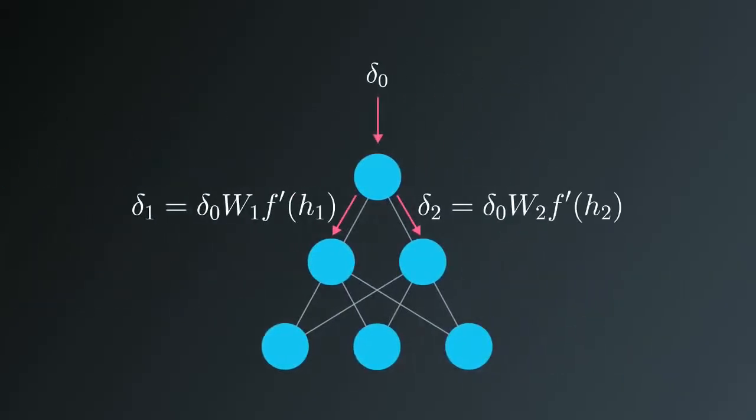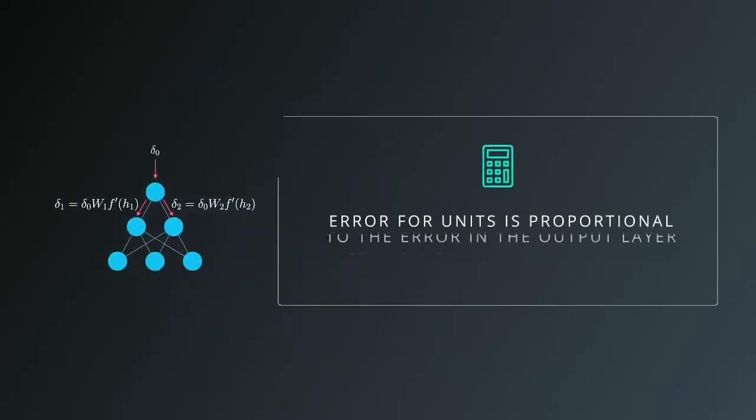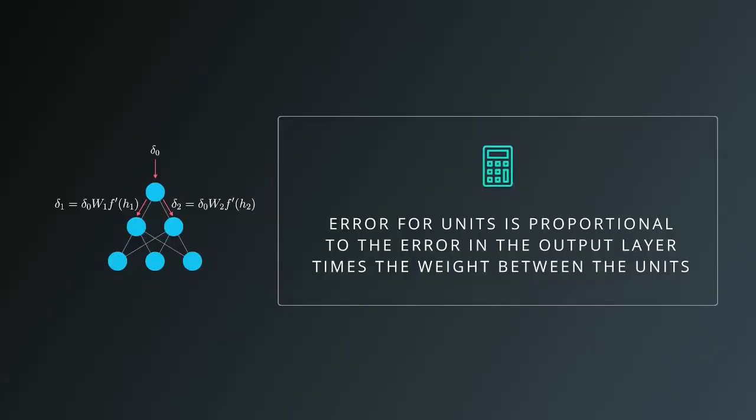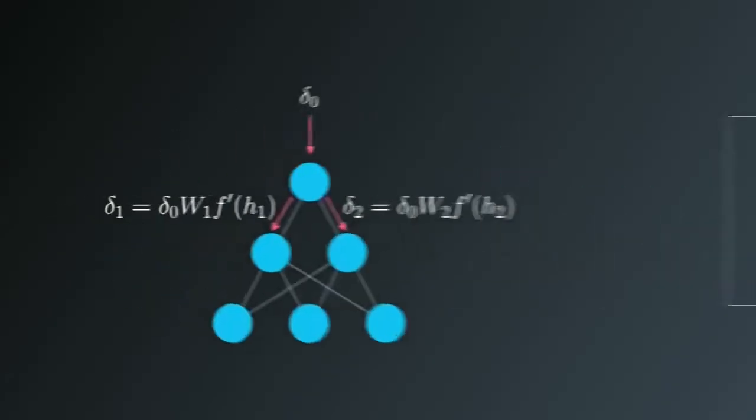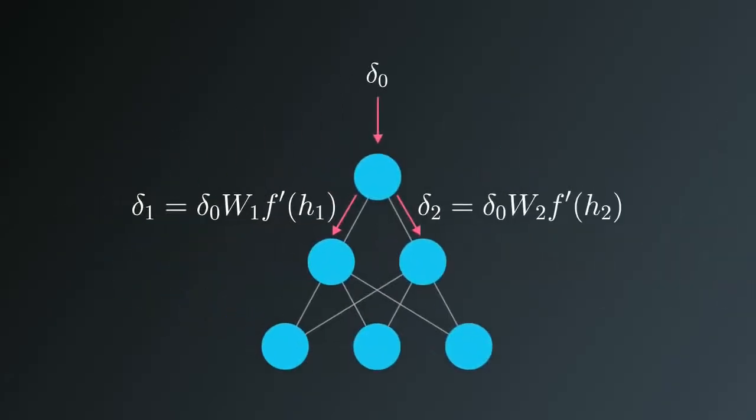Before, we found the errors by taking the derivative of the squared errors with respect to the weights between the input and output layers. If we do that with the hidden layer using the chain rule, we find the error for units there is proportional to the error in the output layer times the weight between the units. And this makes sense. A unit with a stronger connection to the output node is going to contribute more error to the final output. Here you see the error times the weights.